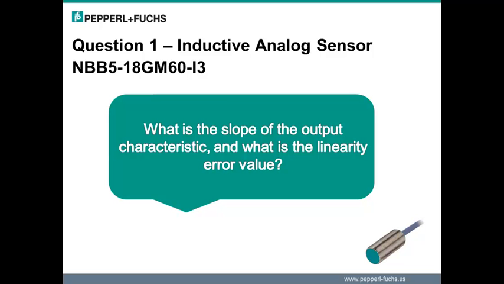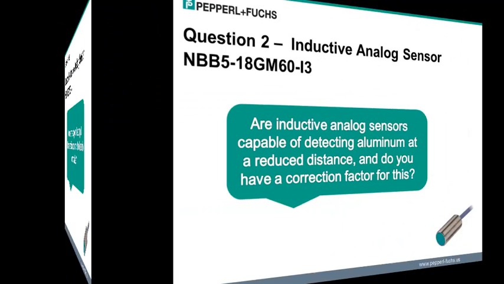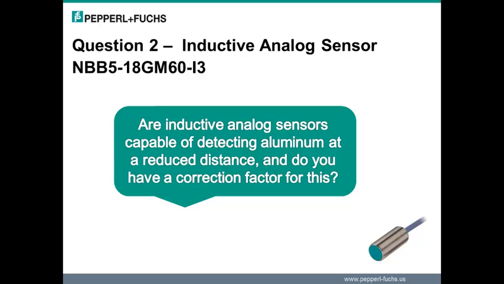The slope of the linear analog output, which for this model goes from 0 to 20 milliamps over the sensor's 1 to 5 millimeter range, is 5 milliamps per millimeter. This is also illustrated on an output characteristic curve included in the datasheet, and the linearity error is listed on the datasheet as well.